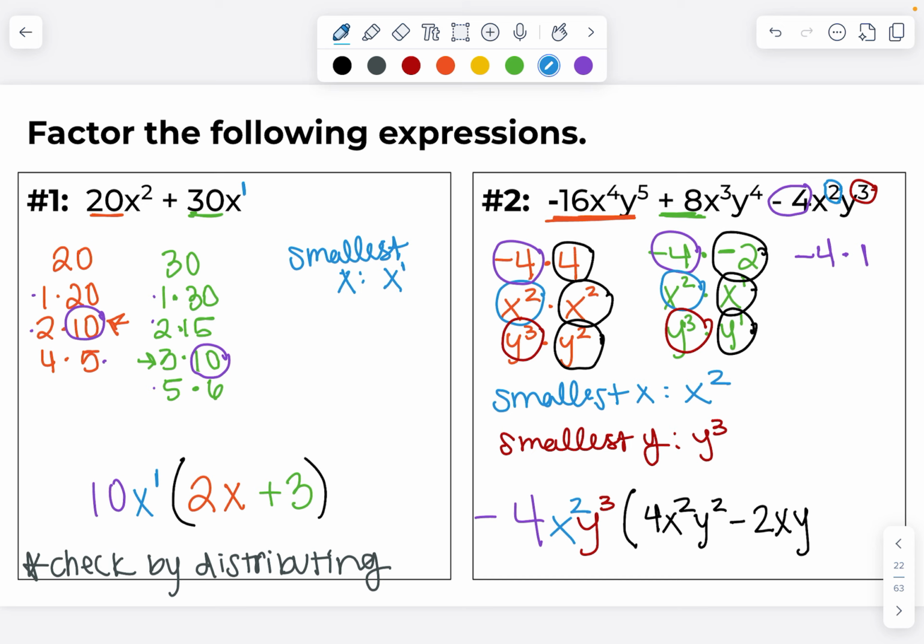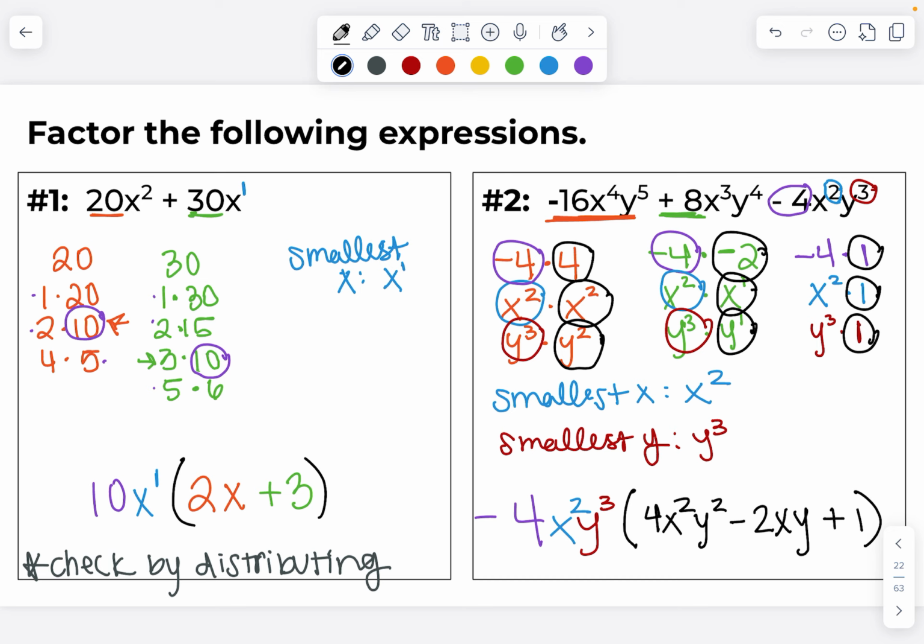Now, for this one, I'm pulling out an x squared, and that'll leave behind that imaginary 1. And then I'm pulling out a y cubed, and that's also leaving behind an imaginary 1. So for this term, I'm actually pulling out the GCF fully. That term is my GCF that I'm pulling out. So the only thing that's getting left behind is 1 times 1 times 1, which is just going to give me a positive 1. So that is number 2.